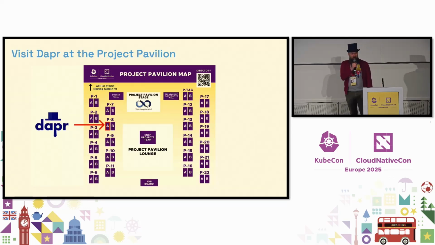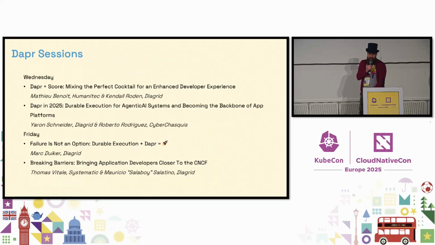So if you want to know more, please come to the Dapr kiosk at the Project Pavilion. We're at kiosk 8A. I'll be there, and another maintainer will be there, and also one of the steering committee members will be there. And there are also some Dapr sessions that you can attend this week, 2 tomorrow and 2 on Friday. On Friday, I'll be speaking about Dapr workflow in quite some detail.